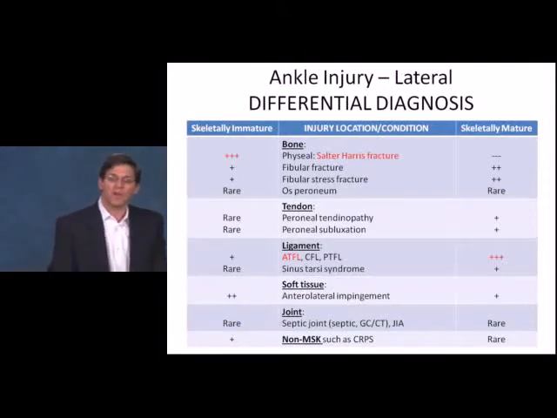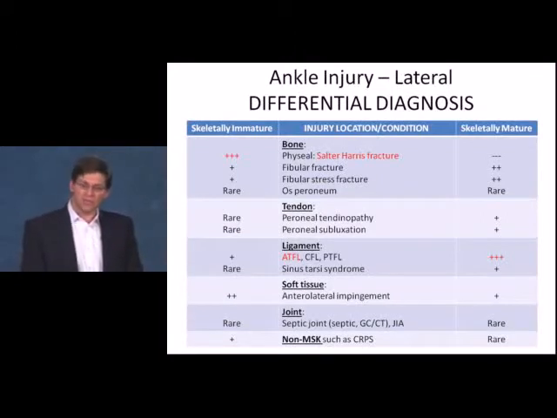When we start talking about the ankle, it's easy to divide it up into 4 quadrants: lateral, anterior, posterior, and medial. And the differential does take on a different appearance for each of those locations. In the skeletally immature athlete, the most common injury is going to be a Salter-Harris fracture of the distal fibula, usually Salter-Harris type 1, but type 2 can also be seen.